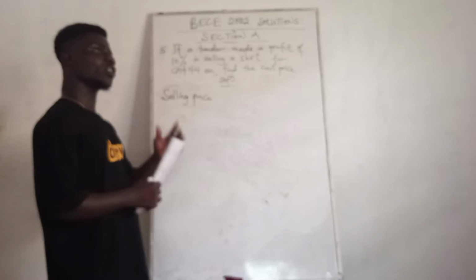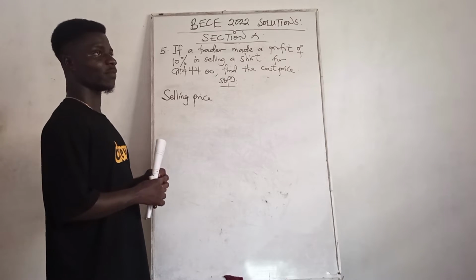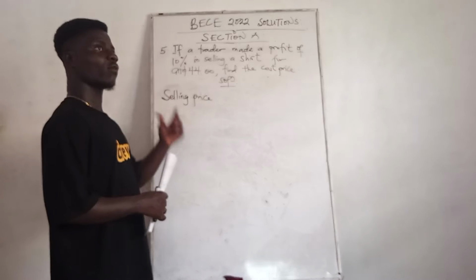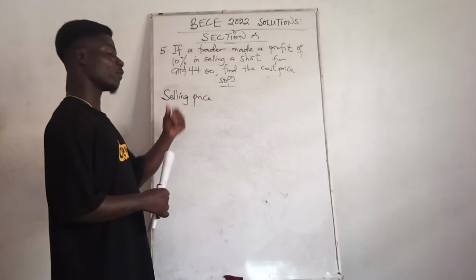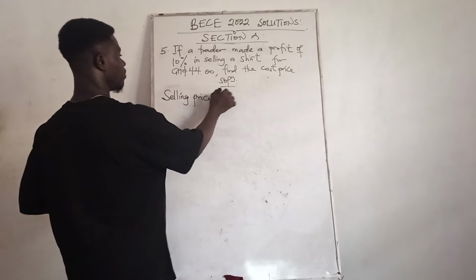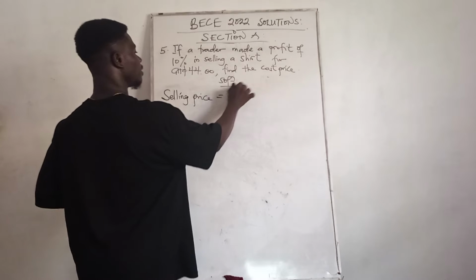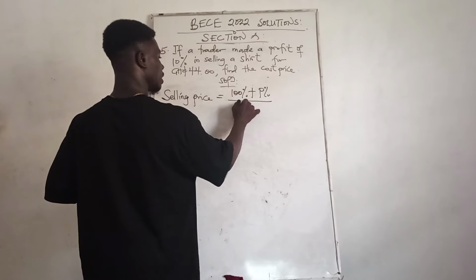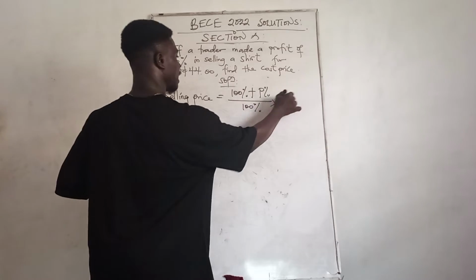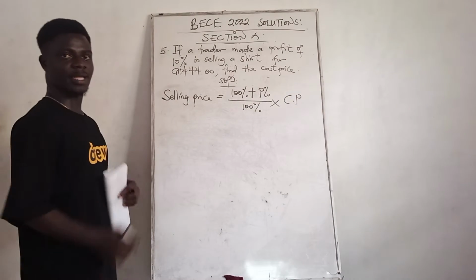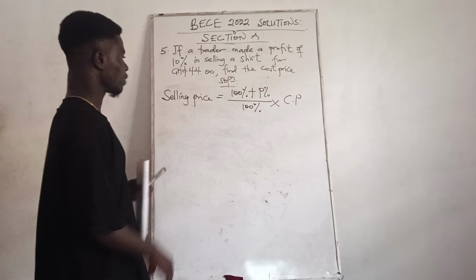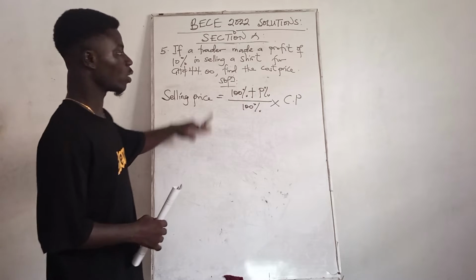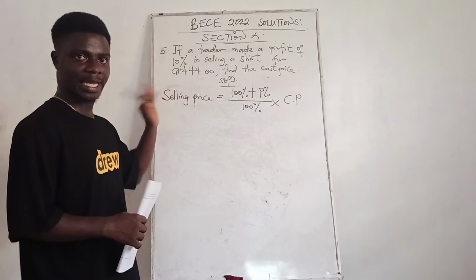If you watched the last video with question 5, I was quoting the formula for the selling price. So we say that the selling price must be equal to 100% plus the profit percent, all on 100%, then times my cost price. So this one is for the profit percent.